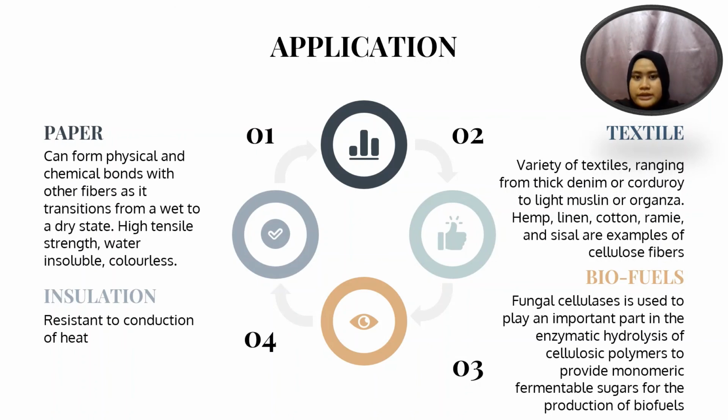The next is the textile industry, where a variety of textiles, ranging from thick denim or corduroy to light muslin or organza, are made from cellulose. Hemp, linen, cotton, ramie, and sisal are examples of cellulose fibers. Next is the biofuels industry, where fungal cellulase plays an important part in the enzymatic hydrolysis of cellulosic polymers to provide monomeric fermentable sugars for the production of biofuels, an example of which is bioethanol.